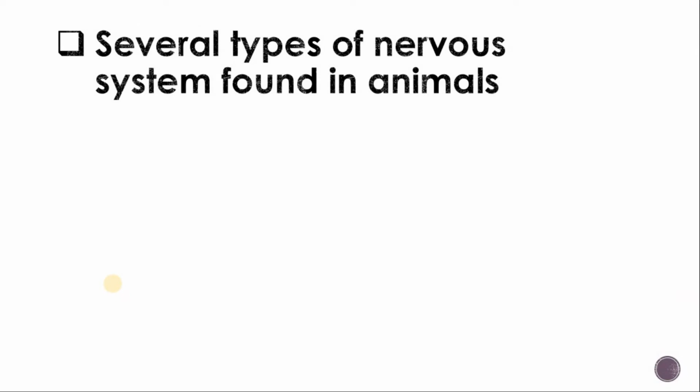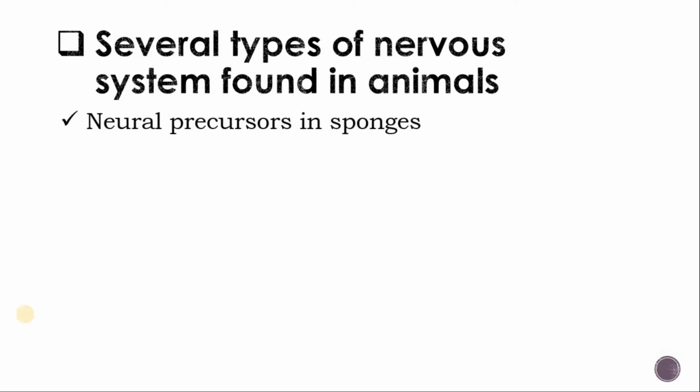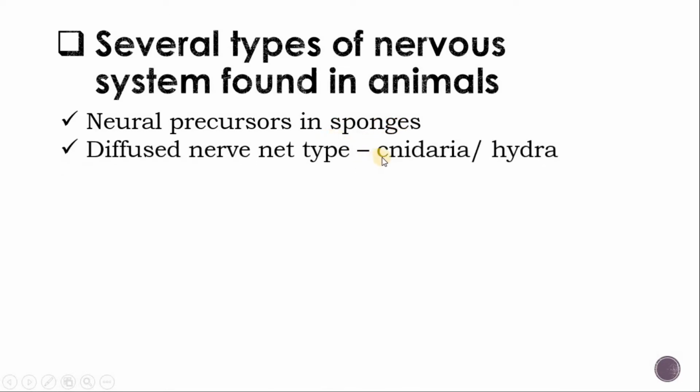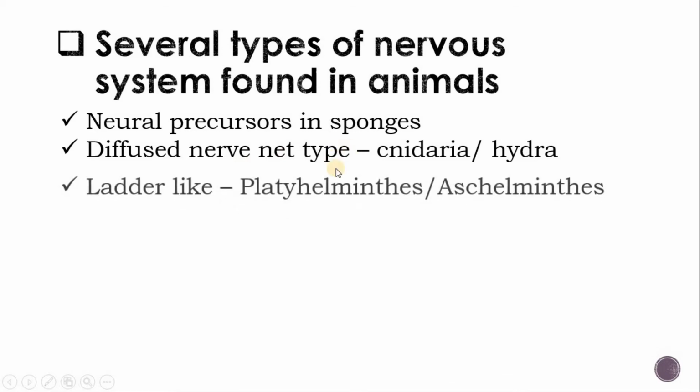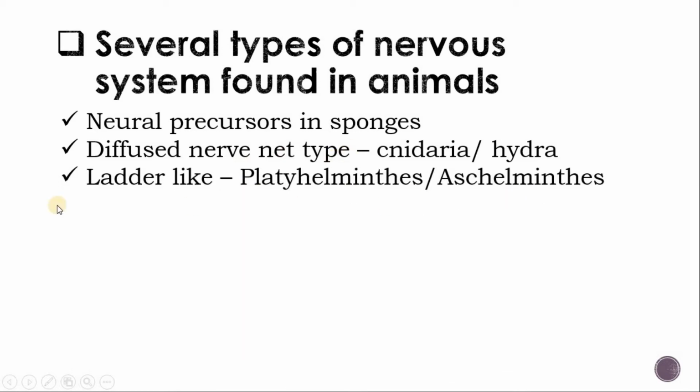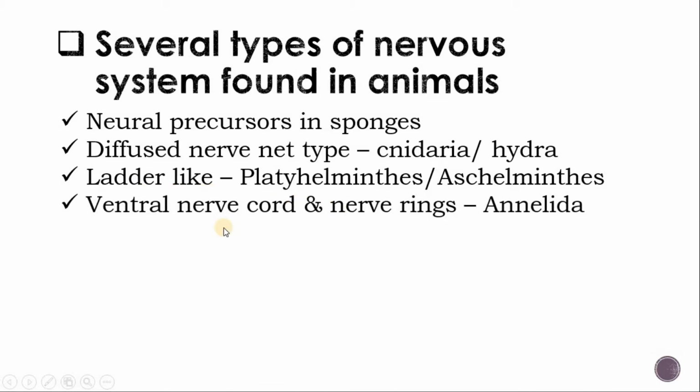Here we can discuss the several types of nervous system found in animals. First of all, neural precursors in sponges. In phylum Porifera, there are neural precursors as a nervous system. In phylum Coelenterata or Cnidaria, such as the animal Hydra, a diffused nerve net type of nervous system is found. In Platyhelminthes and Aschelminthes, there is a ladder-like structure as a nervous system. In Annelida, a ventral nerve cord and a nerve ring are found. In Mollusca, nerves and ganglia are found.